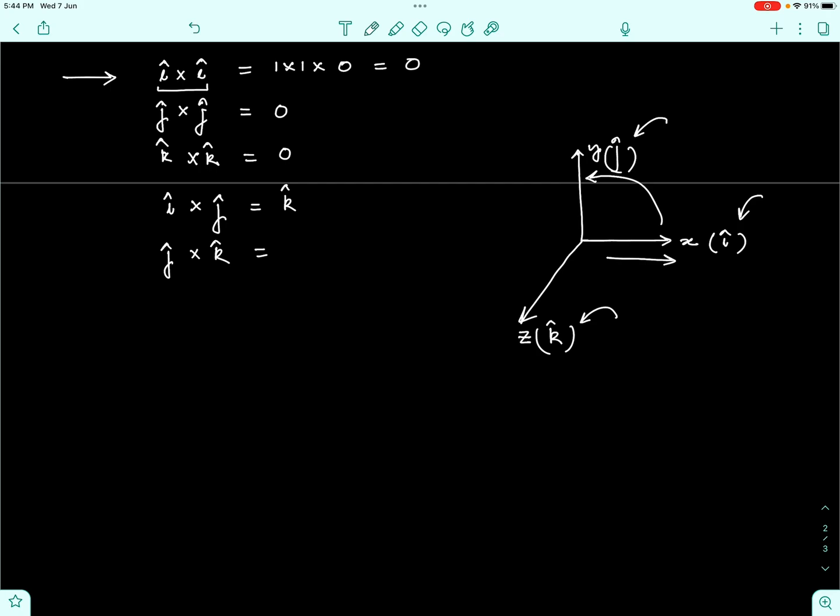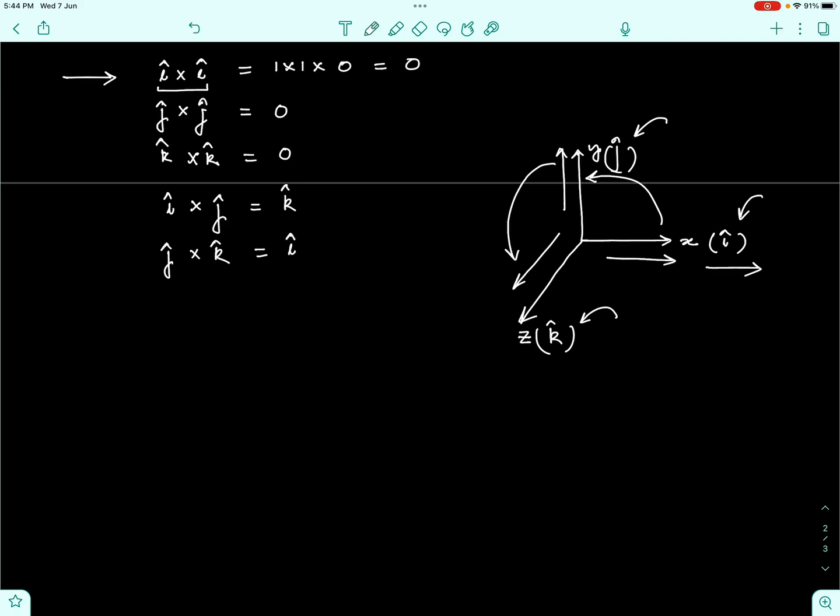j cap cross k cap means your fingers are first along the y axis and then you are curling them along the z axis. Now you have to keep your fingers according to the figure. This is a 3-dimensional figure, so you have to work carefully here. When you curl the fingers of your right hand from the j cap direction to the k cap direction, you will notice that your thumb is pointing along the i cap direction, that's along the x axis. So j cap cross k cap will come out to be i cap.